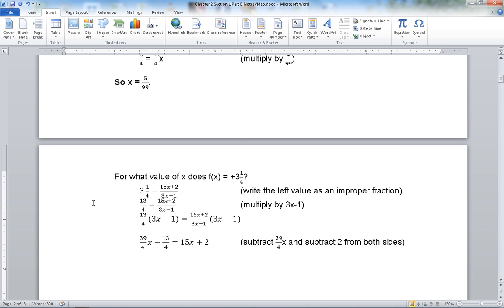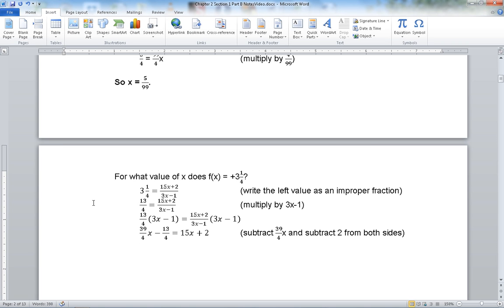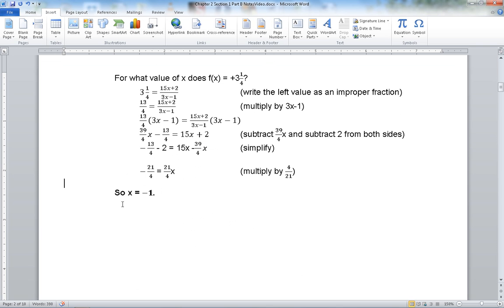When we multiply that out, we get 39/4 x minus 13/4 equals 15x plus 2. So this time we're going to subtract 39/4 x from both sides, and we're going to subtract 2 from both sides. And then we're going to simplify. And when we simplify, we get negative 21/4 equals 21/4 x. So then multiply through by 4/21, and you see that x equals negative 1.